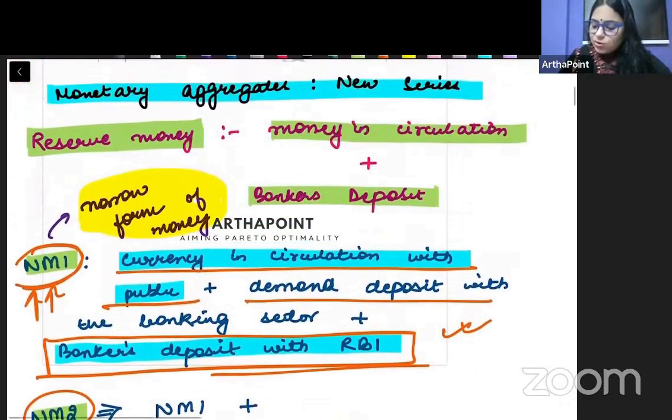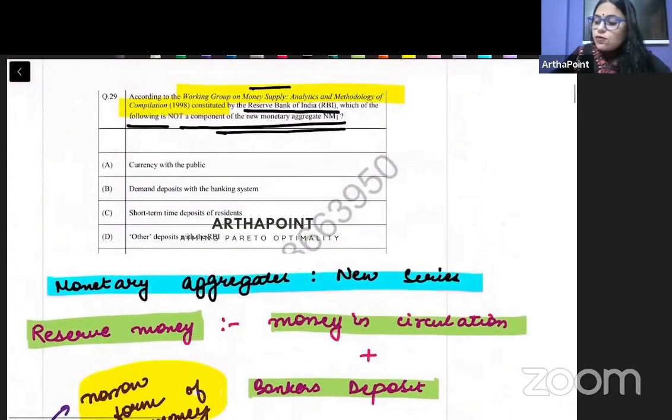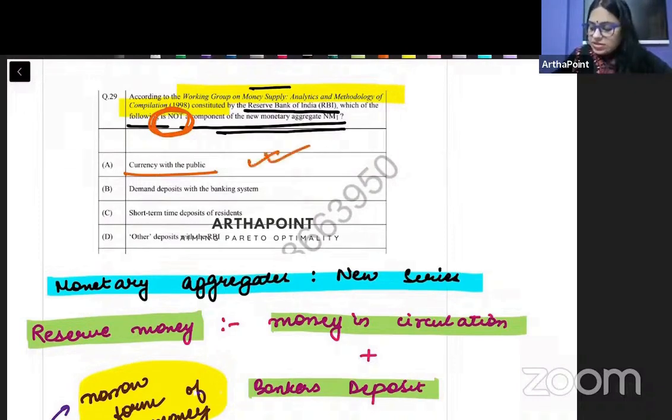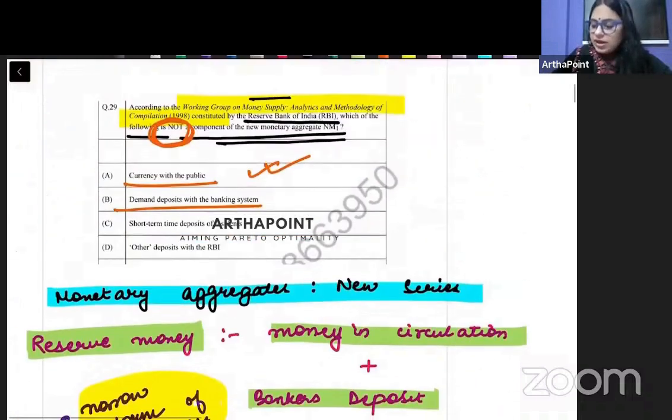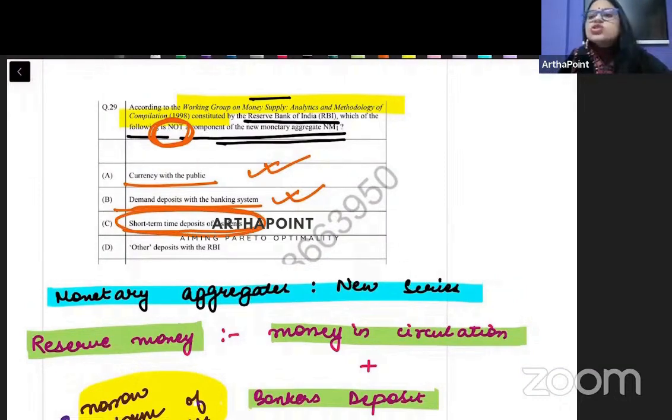Now the question is going ahead and asking you which is not a component of the new monetary aggregates. Not a component, right? So currency with public, it is a component, right? So I will take this. Demand deposit with the banking system, it is a component of NM1. This is also a component. Short-term time deposit, this is not a component.